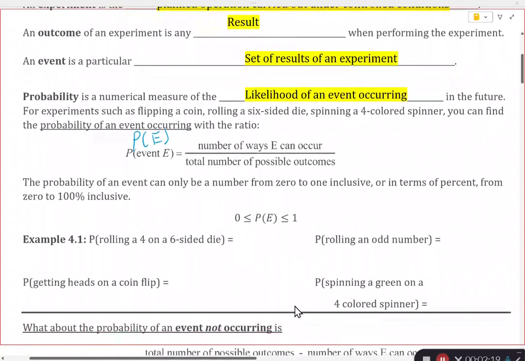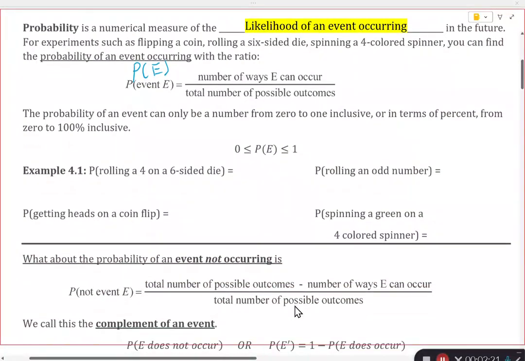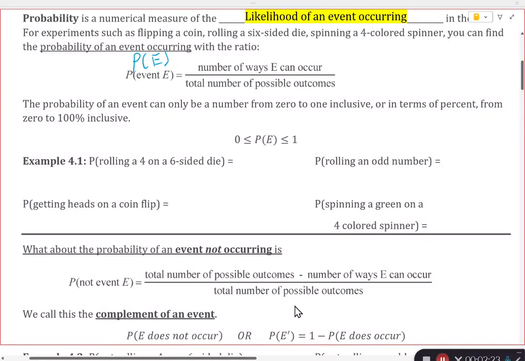The probability of an event can only be a number from 0 to 1 inclusive, or in terms of percent, from 0 to 100% inclusive. So our probabilities will always be between 0 and 1. They can never be negative. They can never be beyond 1. And then we have a few examples here.